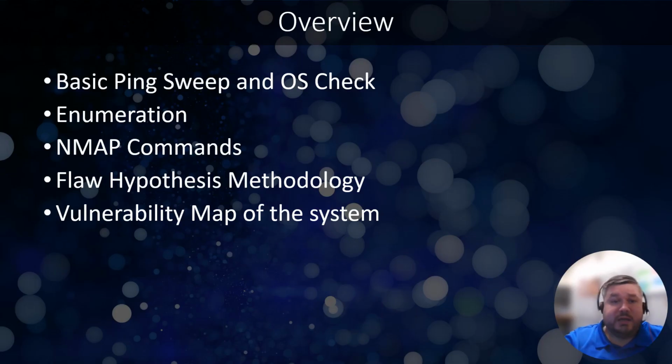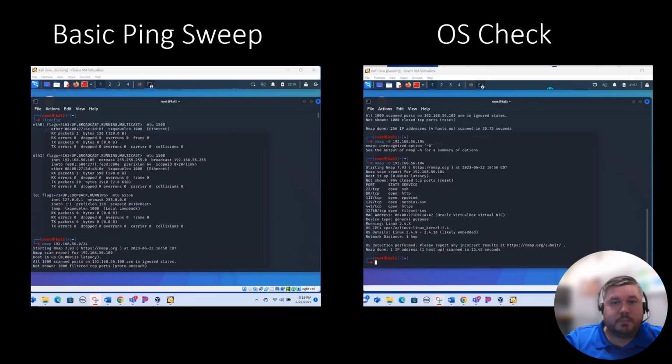I will be covering a basic ping sweep in operating systems check, enumeration, nmap commands, as well as a flaw hypothesis methodology and vulnerability map of the system. The ifconfig command is used to configure and display network interface parameters. The nmap -O command is used to perform a scan on the targeted operating system, which is on the right.